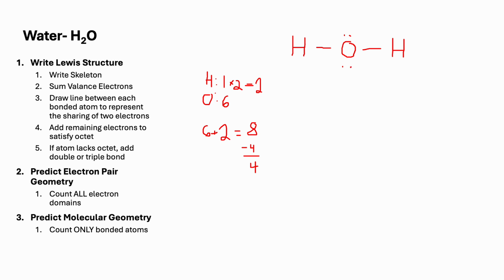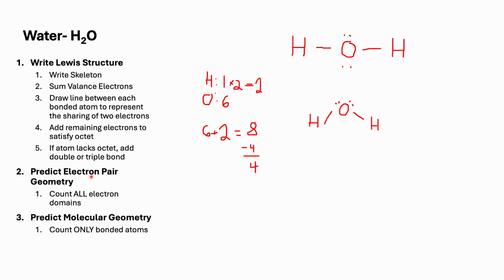Now, the next step is we need to predict the electron pair geometry. Our electron pair geometry is going to count all the electron domains. This is the tricky thing about water: when it's being written out to determine its shape, the lone pairs that are on that oxygen are going to want to actually push as far away from the bonded atoms as possible. So this is more of the shape that ends up taking place.